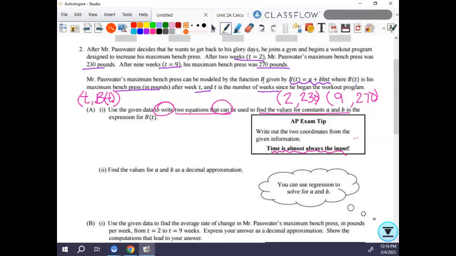All right, so now let's actually do the first part of A. We're going to take this. Are they asking us to solve for anything? No. We are just supposed to write 2 equations, correct? All right, so write 2 equations based on what they have given you. You can consult with your neighbor. Help each other out if we're not sure what to do.